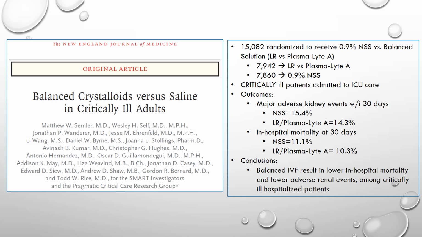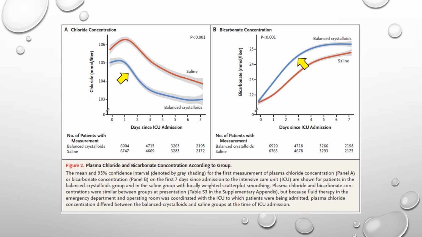How does this compare to critically ill patients? Same study group. They just looked at people in the ICU, 15,000 people in the ICU, and they split them up again into half. Half got normal saline, the other half got LR or Plasma-Lyte. They found the same outcome: major adverse kidney events within 30 days were decreased by 1 percentage point. They also looked at in-hospital mortality, and the normal saline patients had a higher mortality than the patients who got LR or Plasma-Lyte. Yeah, it was 1%, and that may seem trivial, but if I'm the patient who's getting the fluids, I want to be in the 1% that lives, not the 1% that dies.